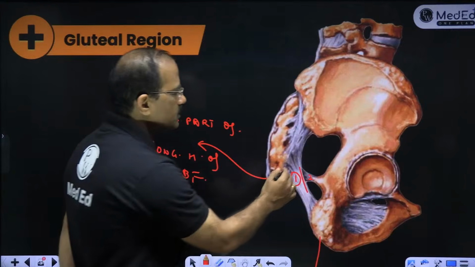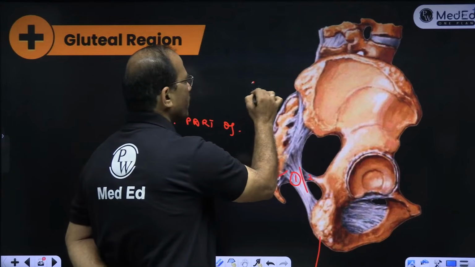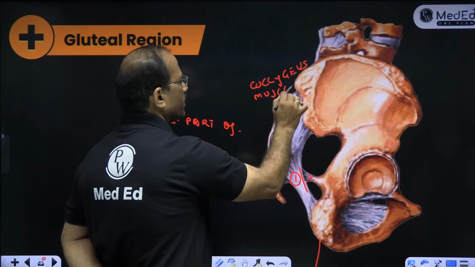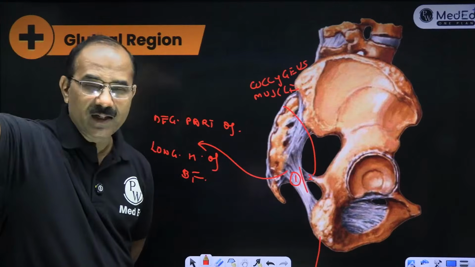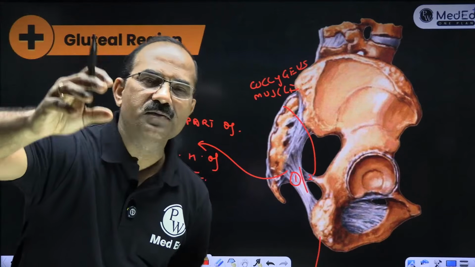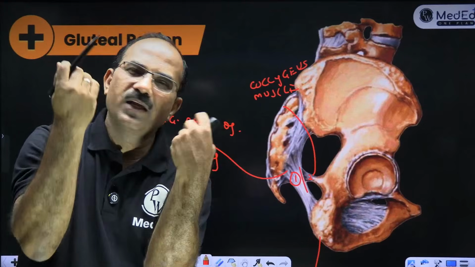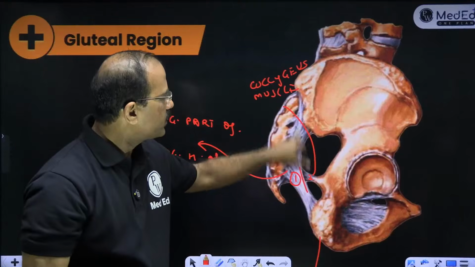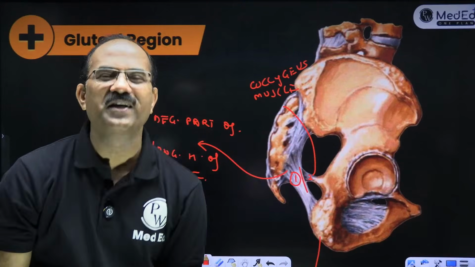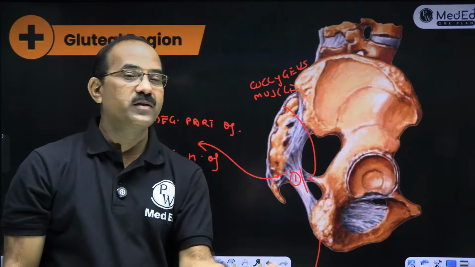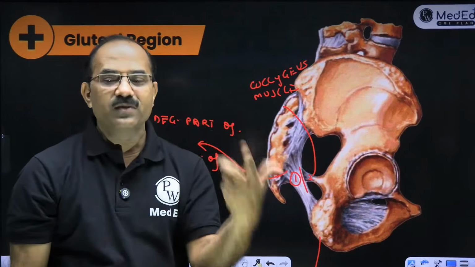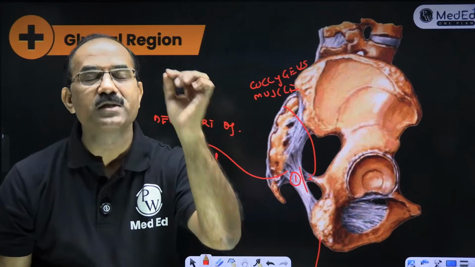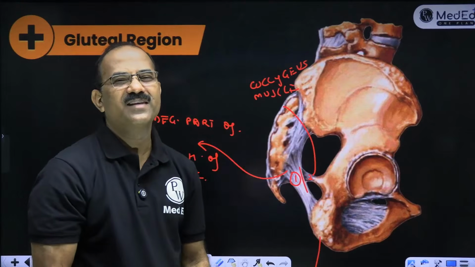And the sacrospinous ligament is a degenerated part of coccygeus muscle. We had a tail first, and the muscle in the tail was the coccygeus muscle. As evolution happened, the tail went off, and the coccygeus muscle degenerated to form the sacrospinous ligament. Fine. So the sacrospinous ligament is a degenerated part of coccygeus muscle, and the sacrotuberous ligament is a degenerated part of the long head of biceps femoris.